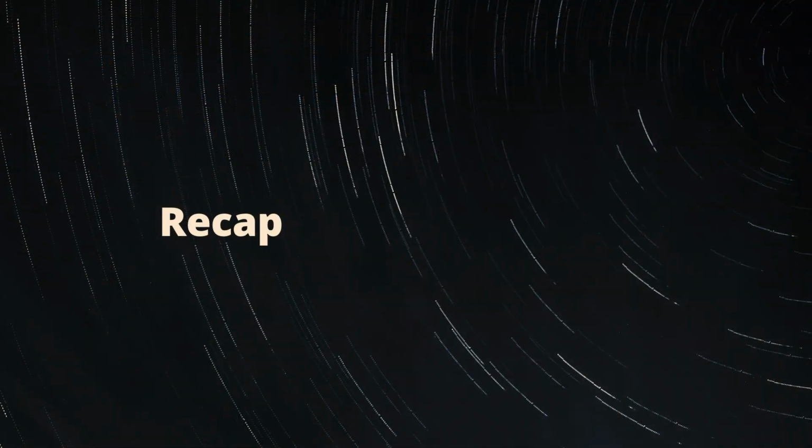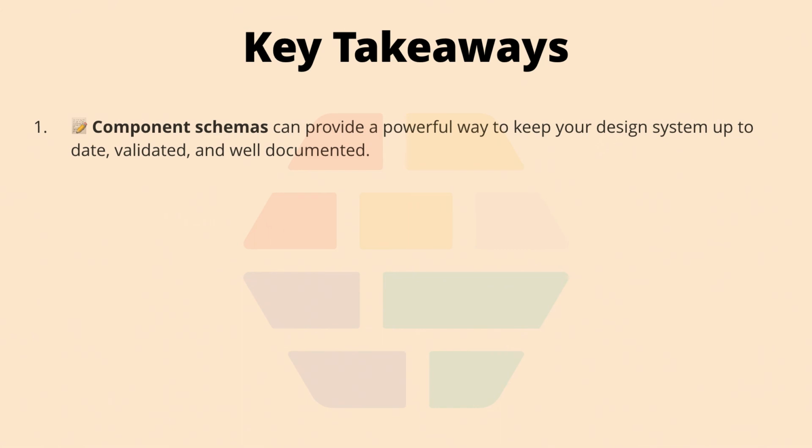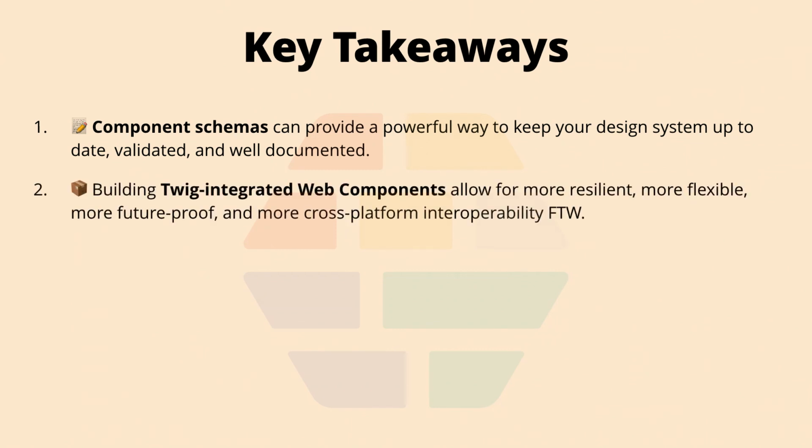So we've covered a lot of stuff in a short amount of time. Really quick recap. Component schemas are a really powerful way to keep your design system's definitions up to date, validated, and documented. Building templates and components that are Twig integrated, full-on web components, allows us to package up more resilient, more flexible, and more interoperable components for use in Drupal and in other platforms and frameworks.